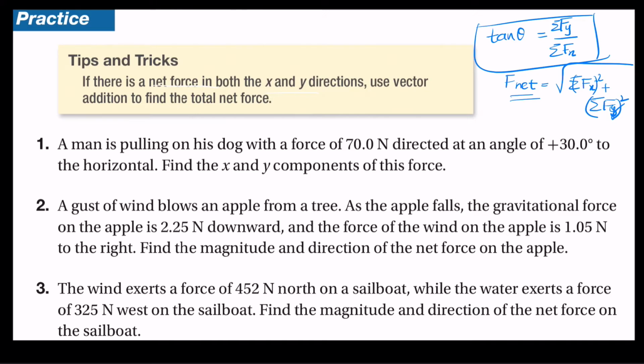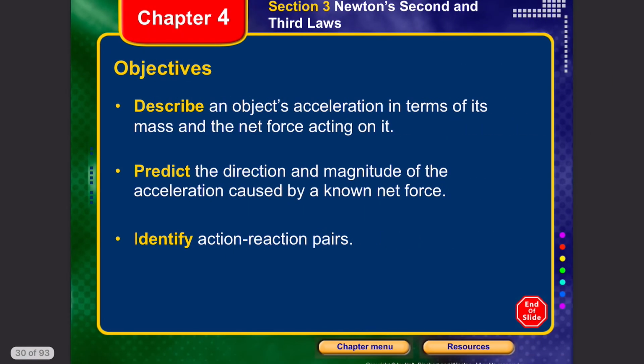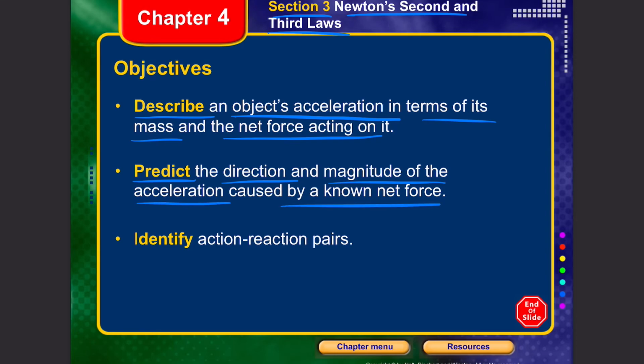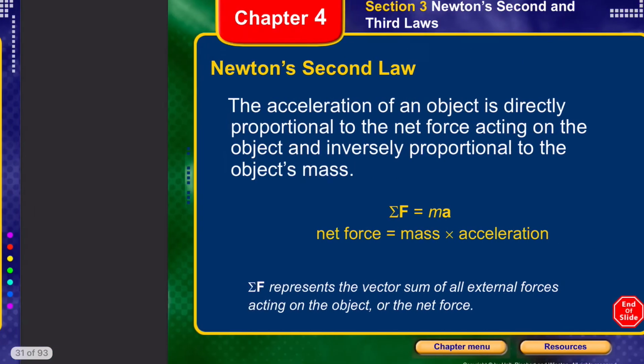Now let's continue our discussion on to section 3, Newton's second and third laws. In this section, we're going to try to describe an object's acceleration in terms of its mass and the net force acting on it. Second, we're going to try to predict the direction and magnitude of acceleration caused by a known net force. And finally, try to identify action-reaction pairs.